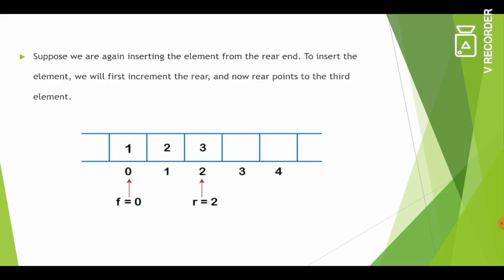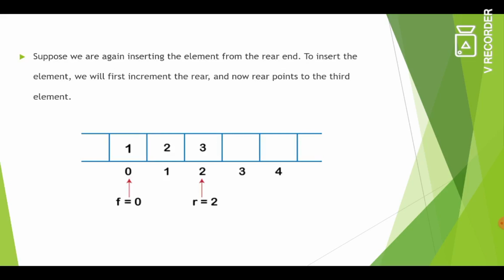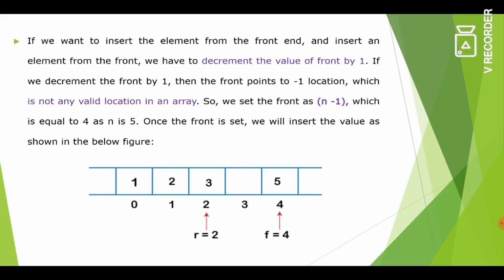Again we are inserting one more element from the rear end. So what is the step? You have to increment the rear pointer. Rear equal to 1 in the previous step, but now it is rear equal to 2. After incrementing the rear pointer, you can insert the third element into the DQ, but front always points to the first element.